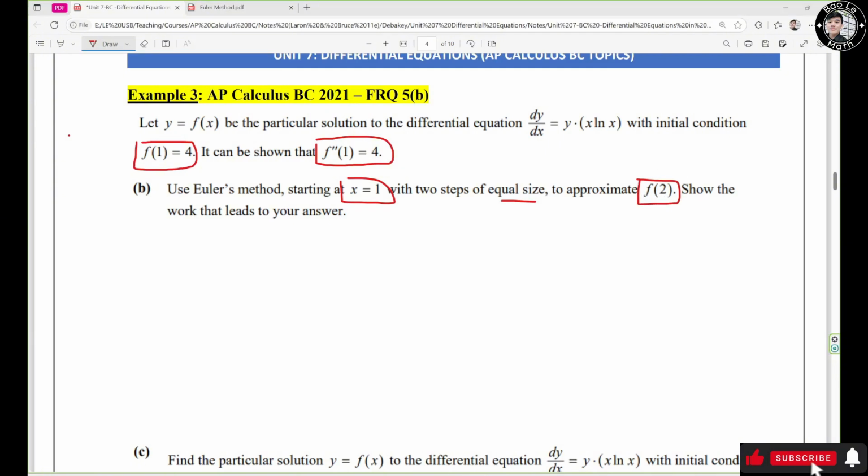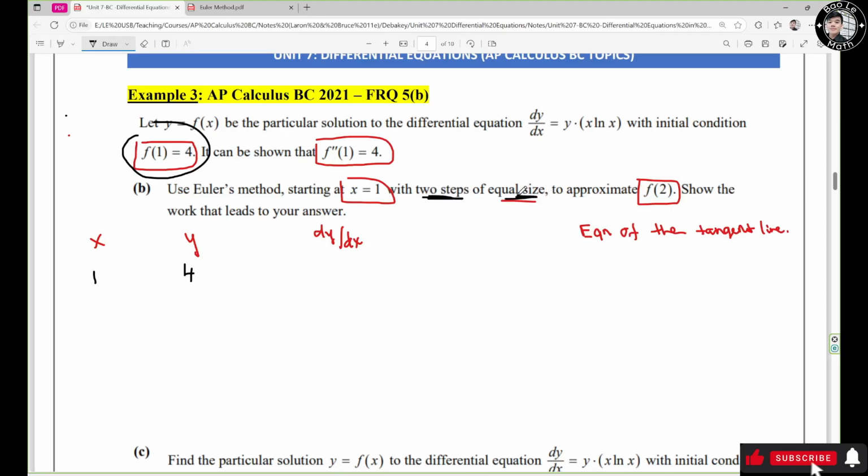You're going to sketch the table. Now, the initial condition is right here, 1 and 4, right? So s equals 1, y equals 4, right? Now, 2 steps of equal size, right? The final value should be 2, right? So this one should be 1.5 and the last one should be 2, right? Why? Because with 2 steps, the step size h equals the final value subtract the initial value, which means 1, right? Divided by 2 steps right here, right? So it could be 0.5, right? So you need to add 0.5 each time, right? So it could be right here.